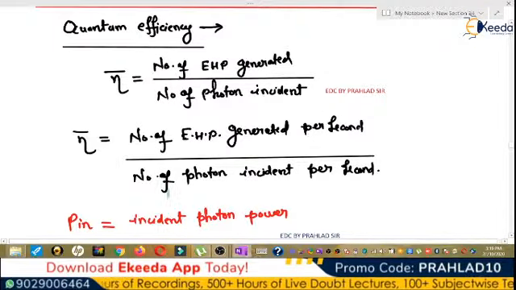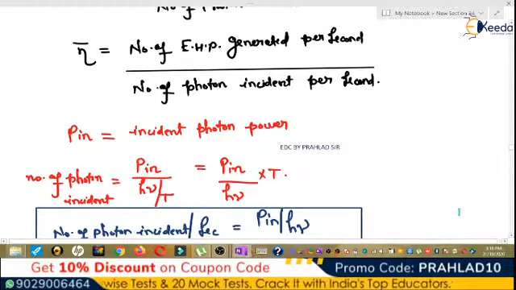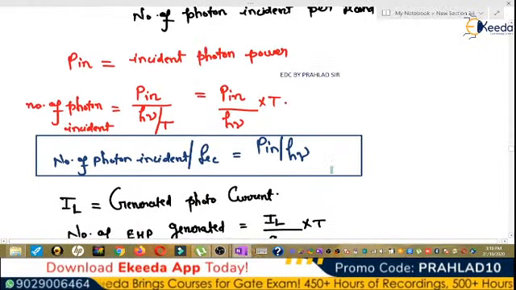of photon incident. So number of electron hole pair generated per second, we can also define it as number of photon incident per second. So Pin is the incident photon power. So number of photon incident is Pin divided by h nu over t. So it is Pin over h nu into t. So per second, number of photon incident per second is Pin over h nu.